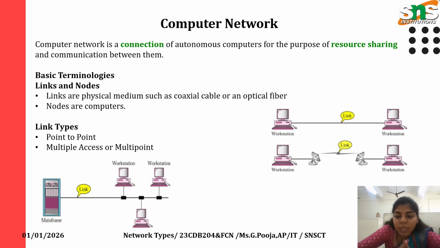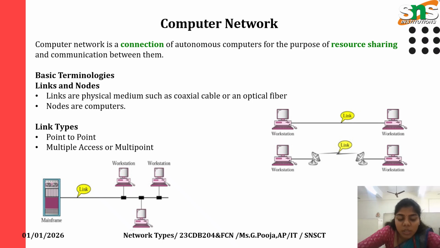So when it comes to computer networks, a computer network is a connection of autonomous computers for the purpose of resource sharing and communication between them. Data communication means sharing data, a piece of information, between two entities, computers, or two people in general. But in computer networking, it is between workstations, computers, two devices, or the sender and receiver.